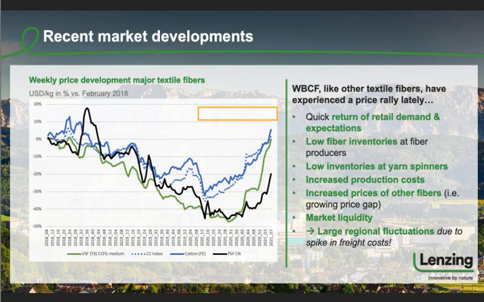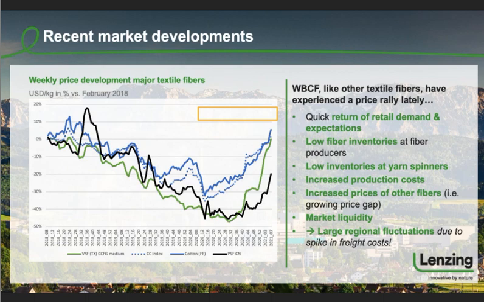What is also impacting us, I think it's impacting everyone here, are freight costs. So for any deliveries from the east to the west, which is very usual also for us in the fiber business, transportation costs have increased dramatically. What does that mean?